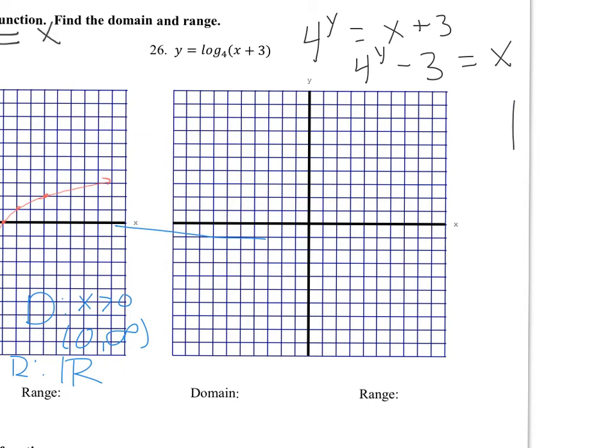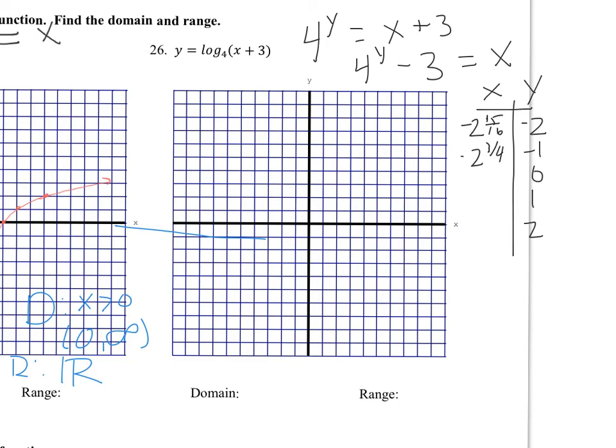Still going to use my x, y, so I'm going to make my table. X, y. Since this is moving left 3, I'm going to pick the same numbers as the y as I did before. -2, -1, 0, 1, 2. Plug it in. So if I plug -2 into my equation, that's going to give me 1/16. Subtract 3, give me about -2 15/16. Plug -1 into the equation, it's 4 raised to the -1 is 1/4. 1/4 minus 3 is -2 3/4.